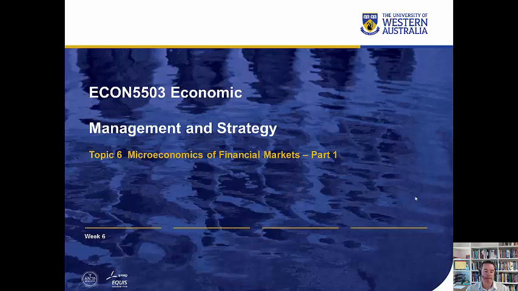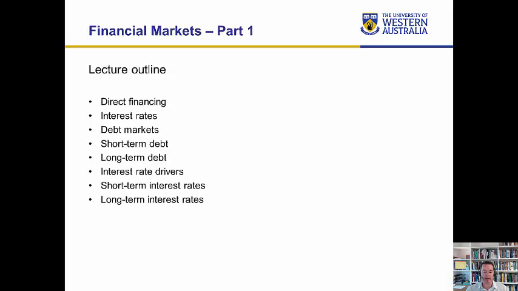This is part one of topic 6, microeconomics of financial markets, and this topic is really a transition topic between microeconomics and macroeconomics. It's microeconomics in the sense that we're looking at interest rates, and interest rates are a price, the price of money, so they're driven by the forces of demand and supply. And it's macroeconomics because interest rates are a key part of monetary policy, as we'll see later on in the course.